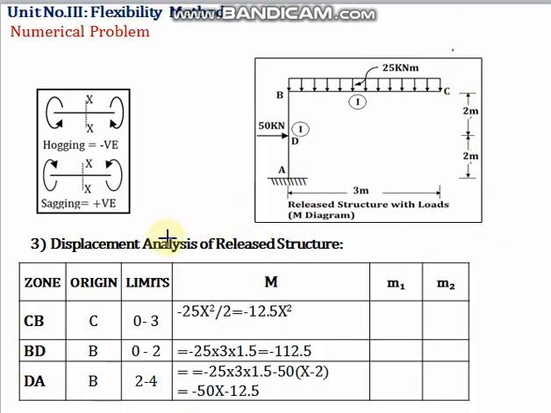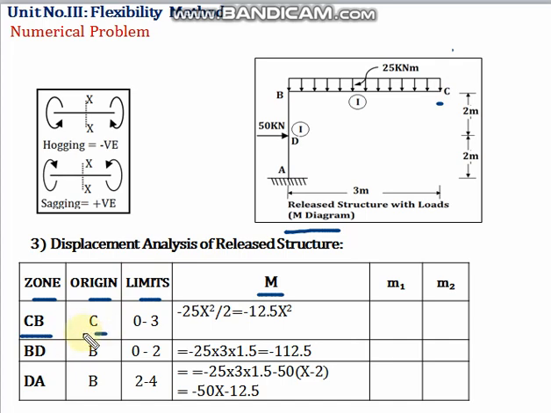Next step is the displacement analysis of the release structure. For that, let's consider only the capital M diagram first. So let us draw the table. First is the zone, second is the origin, next is the limits, and capital M column for the moment. Now first zone is the CB zone. Let's consider C as origin.